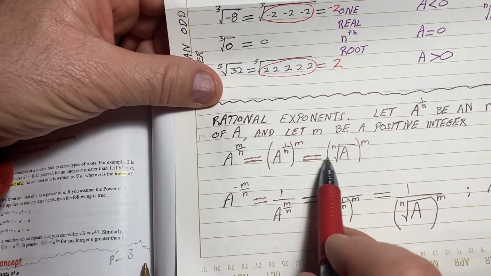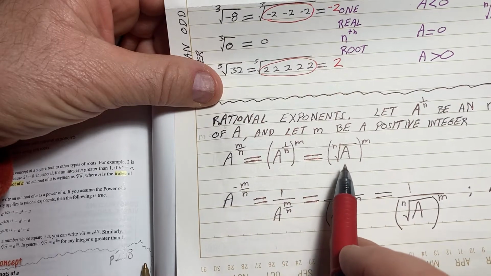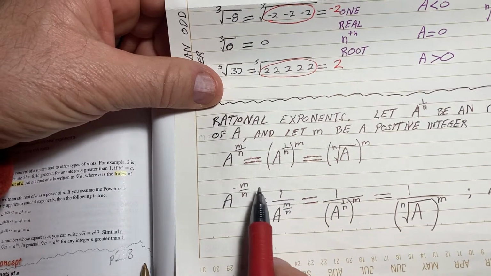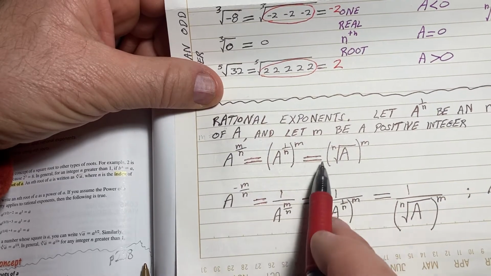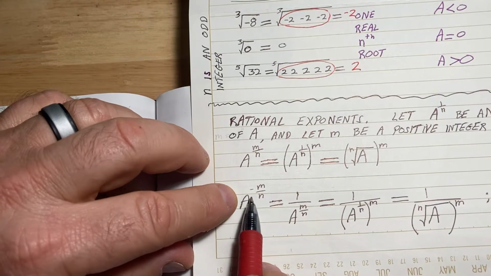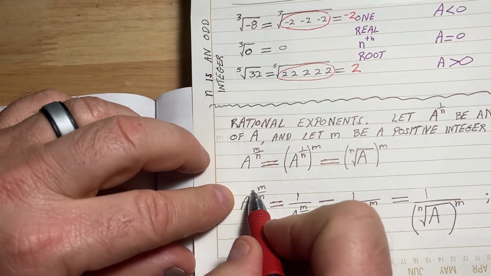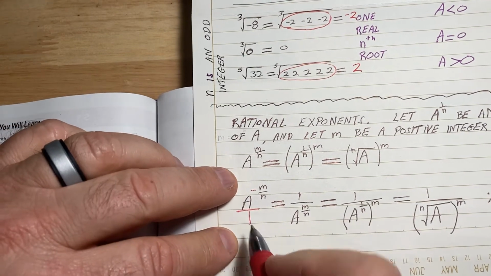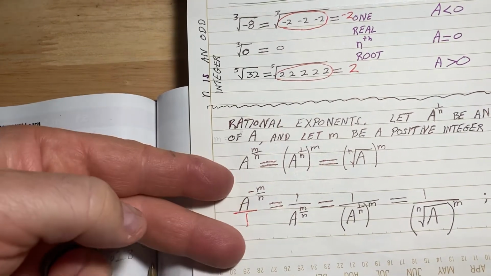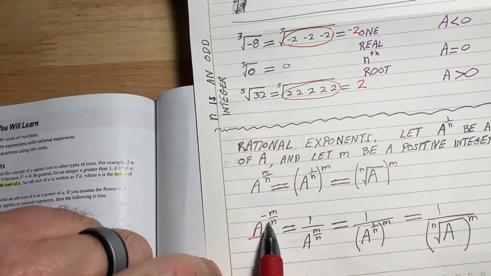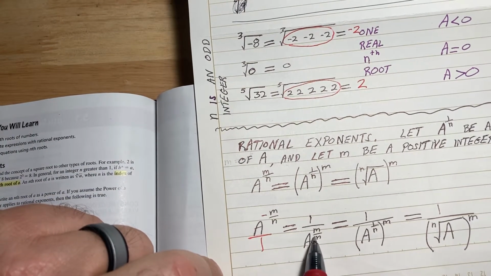You get used to writing it both ways, because sometimes it's easier to solve something this way, sometimes it's easier to solve it that way. You need to be able to interchange that. If this is raised to a negative power, that's a negative right there, then you just take this and you take the reciprocal. And so you take the reciprocal and change the exponent from a negative to a positive exponent.